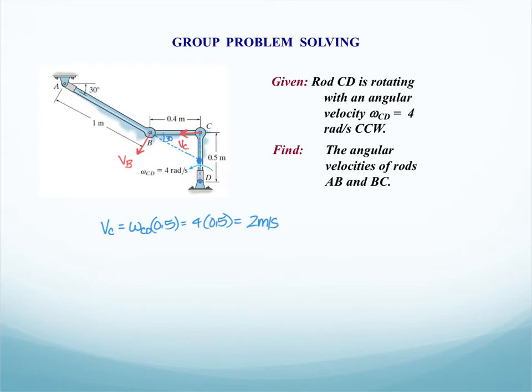Now, I know that I have this right triangle here. I'm going to just kind of try to outline it so we can see it. Here's my right triangle that I'm focused on, and this is my instantaneous center. Now, this side, of course, is 0.4.